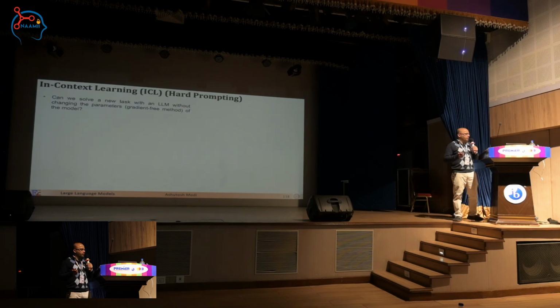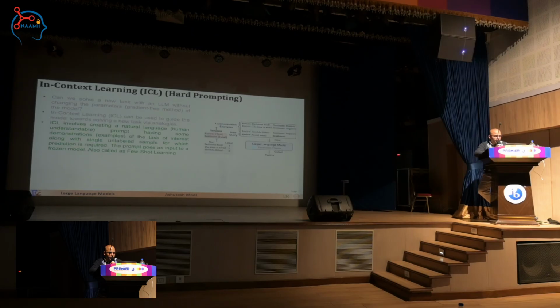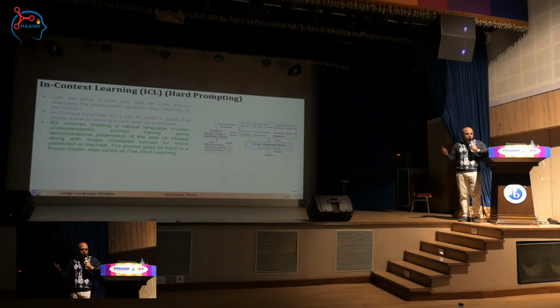But before we do that, one way of doing it is in-context learning, also called hard prompting. The idea is that you don't want to change the parameters of the model. You want a gradient-free method, and what you do is guide the model towards a particular task of interest. In in-context learning, you give instruction in natural language via a prompt, having some examples or demonstrations of the task, and then you give an unlabeled example, and it just gives you the answer out of magic, right?